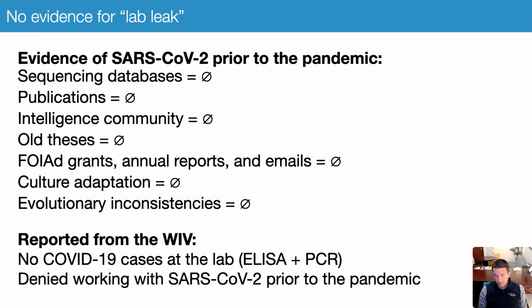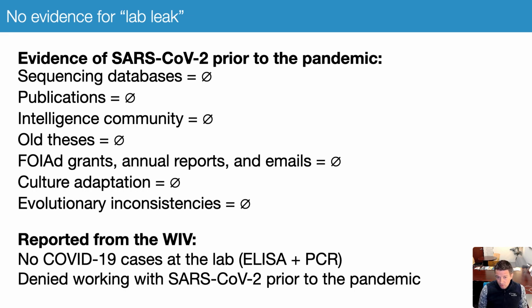And they certainly weren't set up to detect raccoon dogs, for example, but they might have been able to detect any evidence of a lab leak or any evidence of this virus being present in a lab prior to the pandemic. And really, every time we look for this, we come up empty-handed. There just is no evidence here.